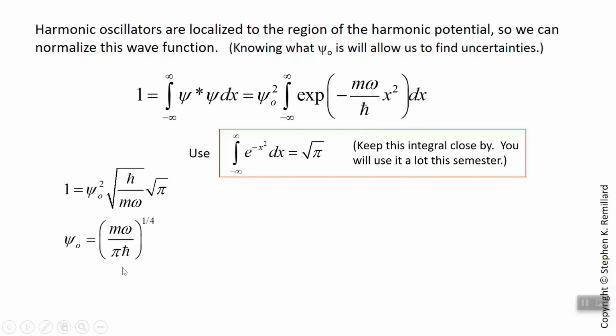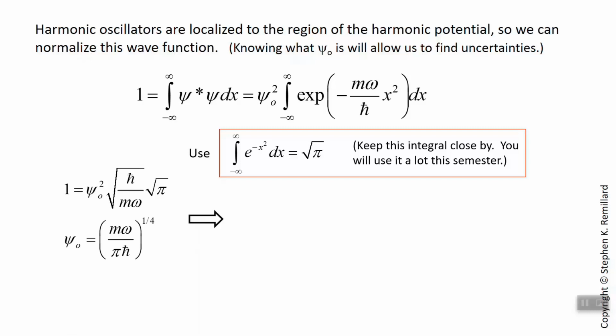Solve this for the amplitude, psi 0, and you notice you've got something to the 1/4. This is a very, very well-known expression because it's the normalization that goes in front of the ground state of the quantum mechanical harmonic oscillator. So put a box around that and be prepared to use it a lot.